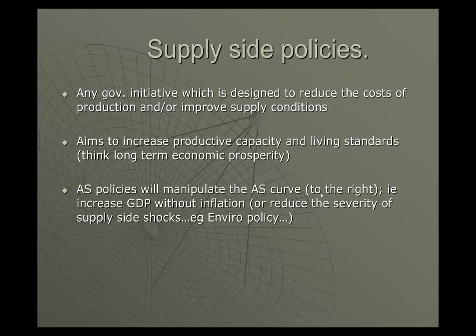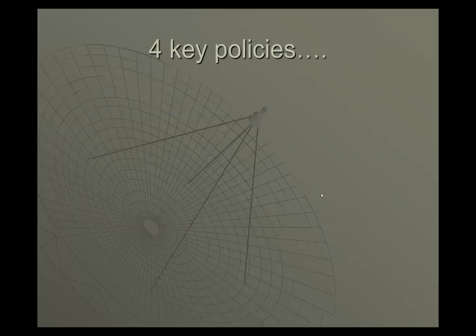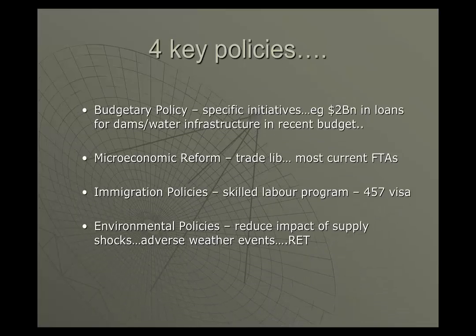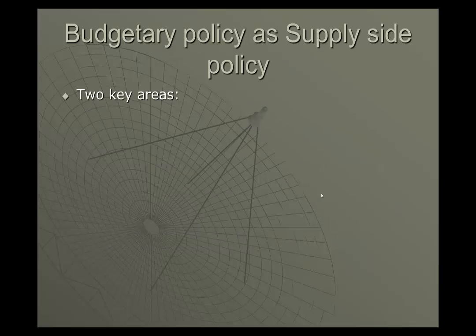Okay, so we've got 4 policy areas we need to talk about: budgetary, micro, which is trade led for us, immigration, and environmental policies. And so we're going to run through. That's right, we're going to run through each of these briefly in the next 5 or 10 minutes. So let's jump to budgetary policy.